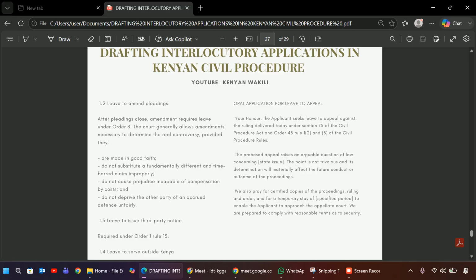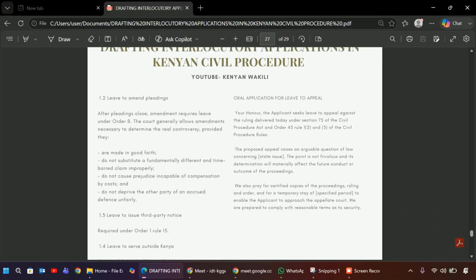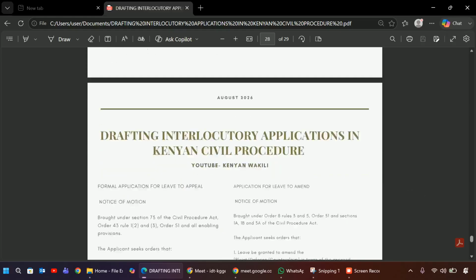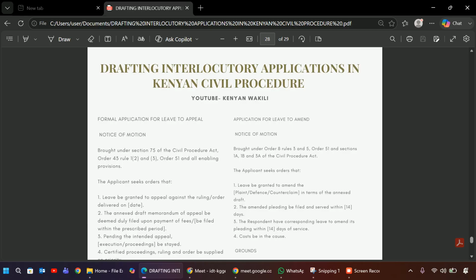The point is not frivolous and its determination will materially affect the future conduct or outcome of the proceedings. We also pray for certified copies of the proceedings, ruling and order, and for a temporary stay to enable the applicant to approach the appellate court. We are prepared to comply with reasonable terms as to security. So take note that this is more likely to be asked in a trial advocacy paper as compared to a civil litigation paper, because for civil litigation you will be told to draft the appropriate application to secure the appeal. So take note that we also distinguish between, there is a different webinar which we have not yet presented, I will notify you.